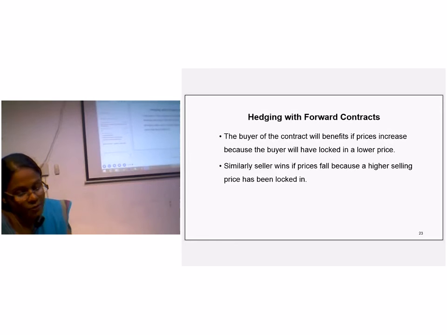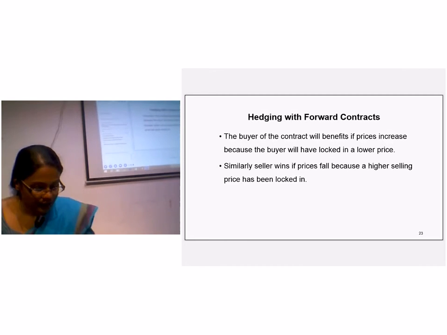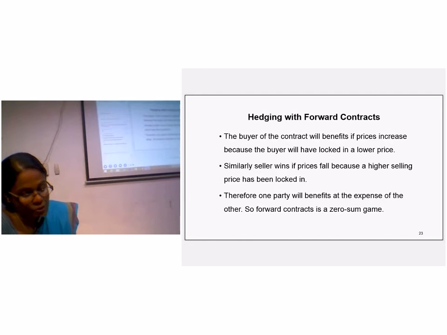Similarly, the seller wins if prices fall, because a higher selling price has been locked in. If you think about the seller's side, he will have a benefit if prices are decreasing. Assume they have agreed on a price of 50, but the market price is 30. If there is no agreement, the seller has to sell at 30 rupees. But because of this agreement, he can sell at 50 rupees. In that case, you can see the seller has a 20 rupees benefit because of this contract. Therefore, one party will benefit at the expense of the other. So, a forward contract is a zero-sum game. I'll explain what is meant by this zero-sum game.